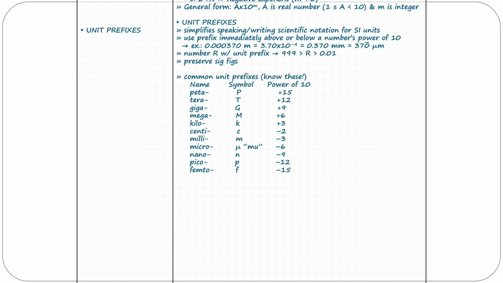You need to know all of these from -15 to 15. You need to know the name and also the symbol associated with each unit prefix. Basically, when you have an exponent, a power of 10 in your scientific notation, like 10 to the 12 or 10 to the -6 or what have you, the unit prefix replaces the power of 10 that you have in scientific notation.